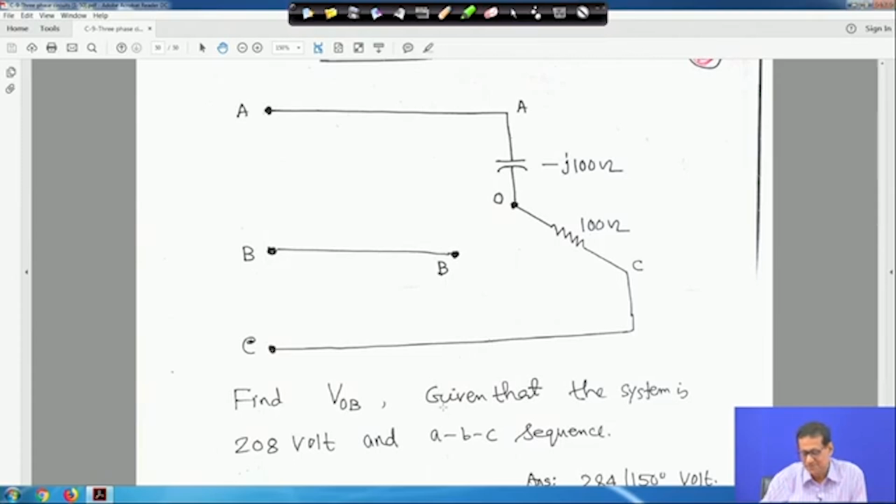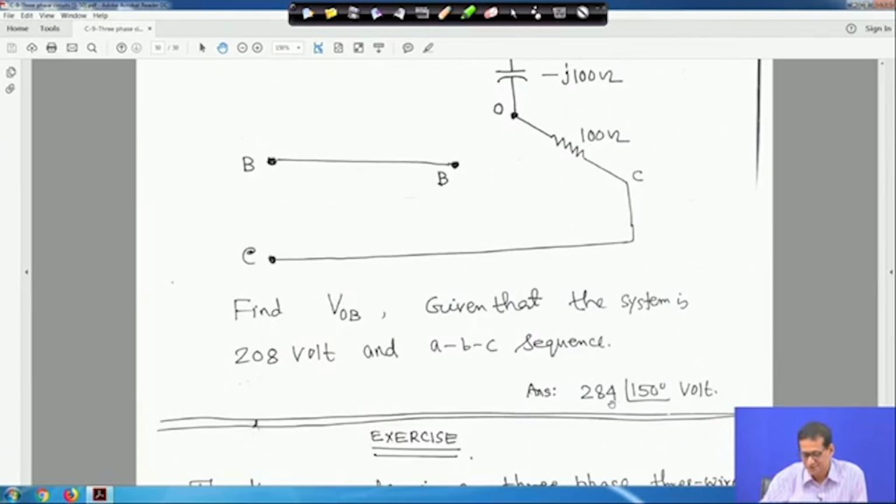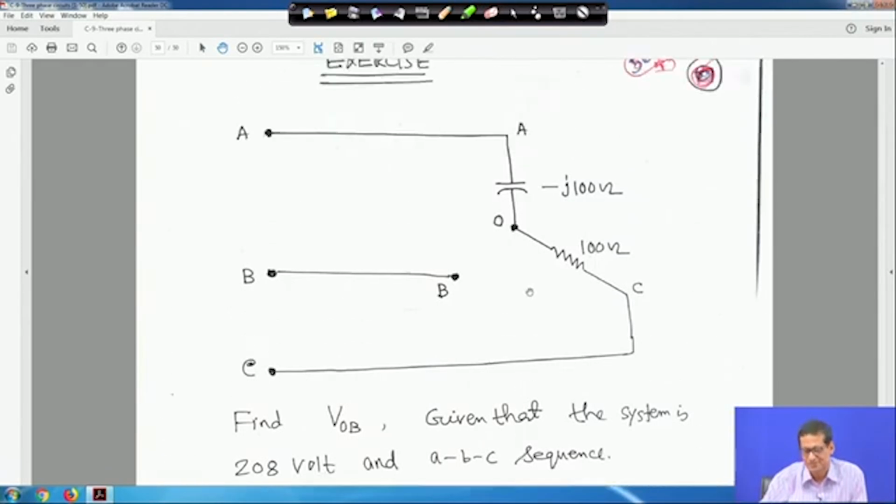So, find VOB given that the system is 208 volt, and ABC is 208 volt, meaning it is line to line, right, and the answer is given as 284 angle 150 degree volt. The answer is correct. You try to find it out; it is a very simple problem, but a very interesting problem.